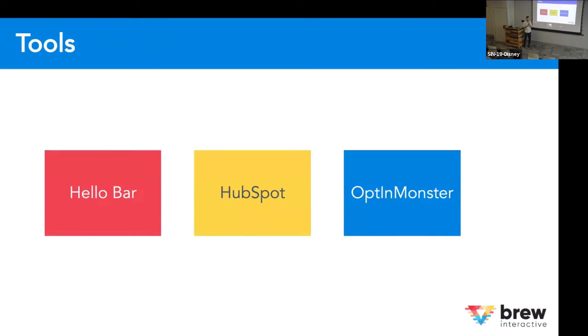So if you ask for tools, I'm going to give you guys the tools. Hello Bar is one of my favorite tools to use. Then there's, of course, HubSpot. And then there's OptinMonster, which is another tool as well. I think they have free trial versions, or even if it's paid, it's nominal fees, next to nothing.